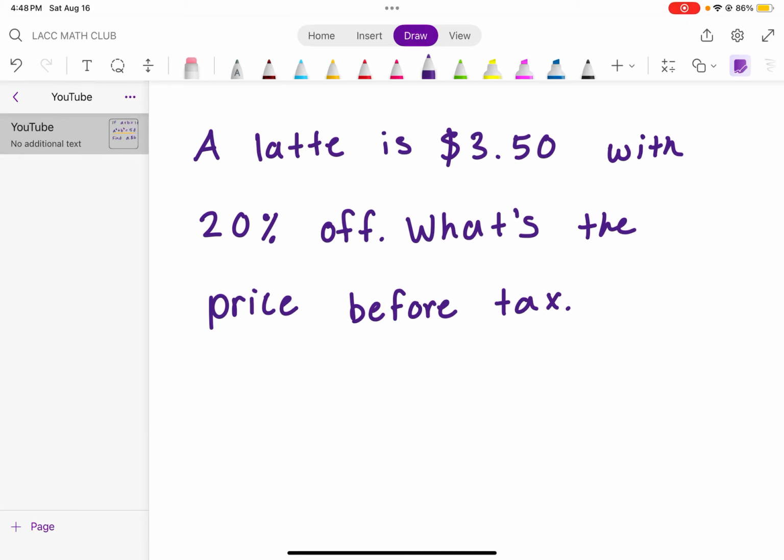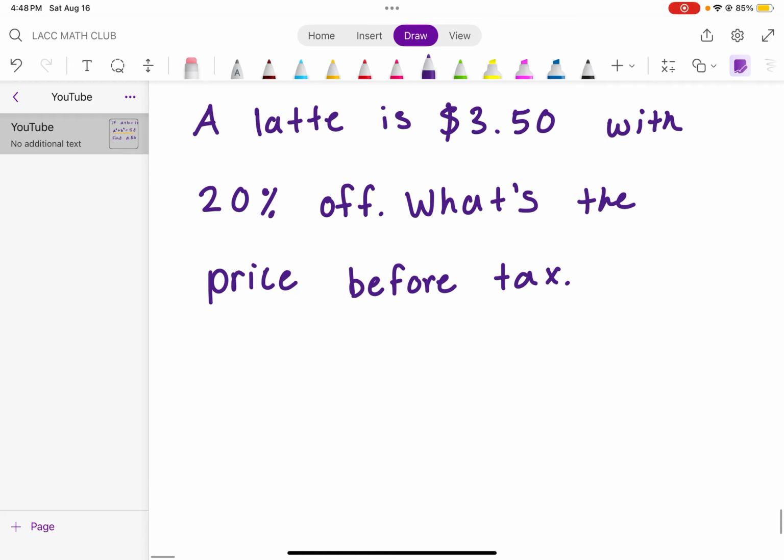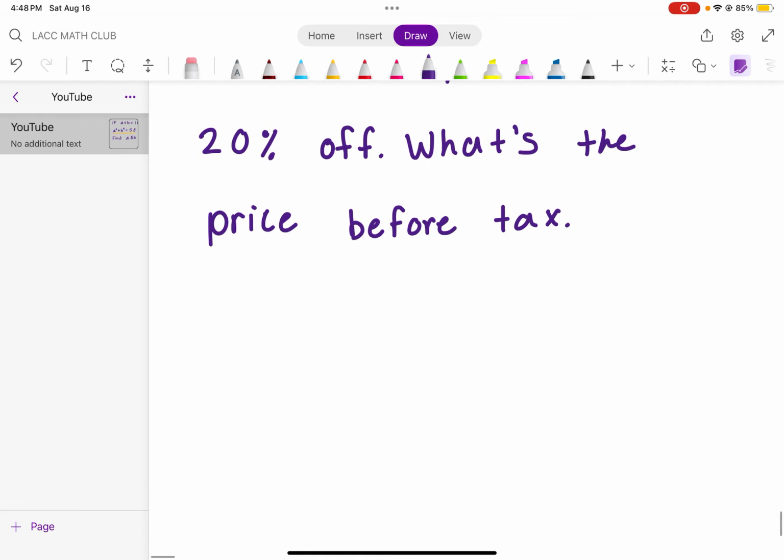Alright, everybody, we're working on a word problem today. Not the most difficult, not the easiest. We're trying to find out what is the price of this latte with 20% off. So, we're dealing with 20% off.